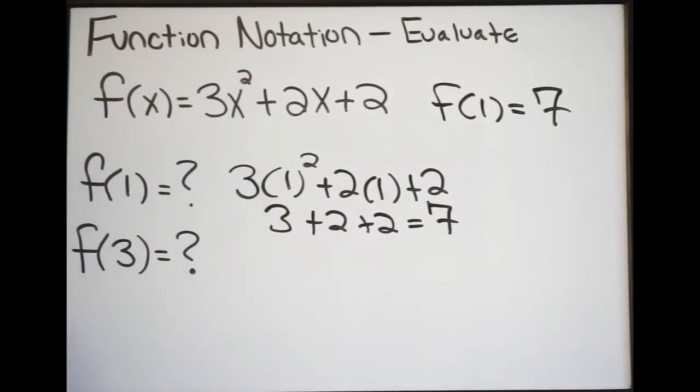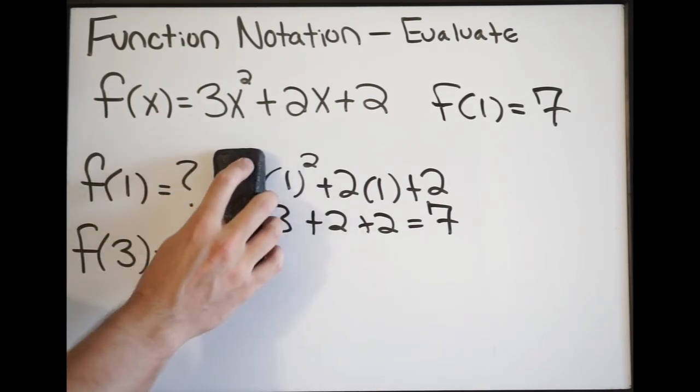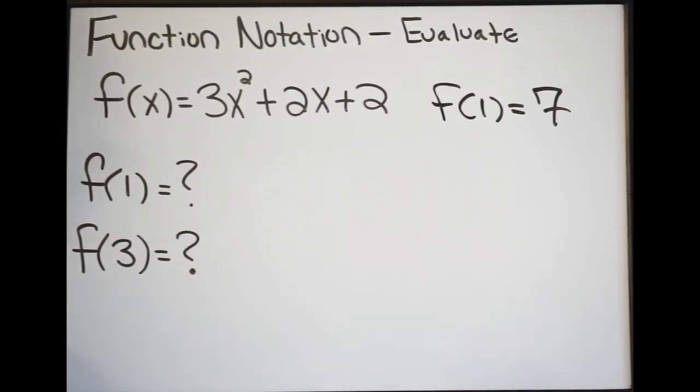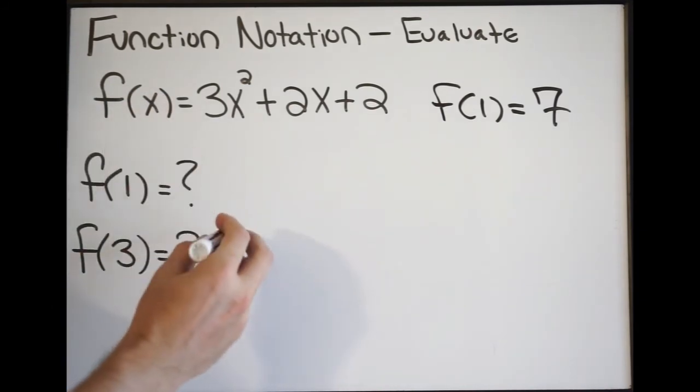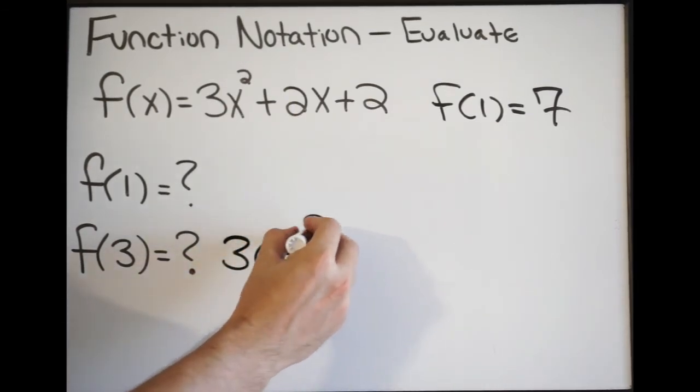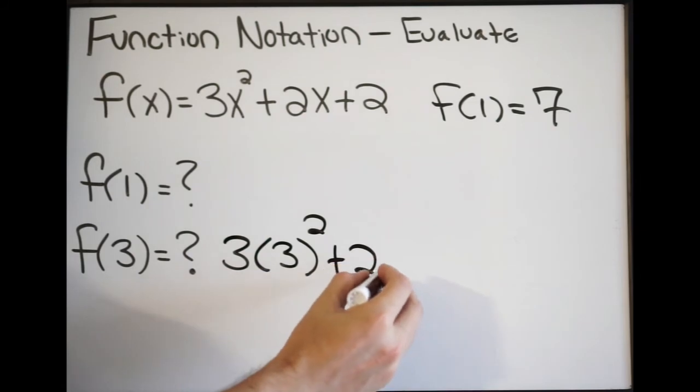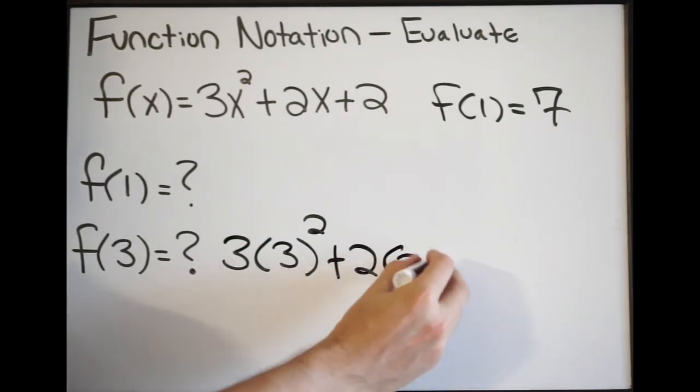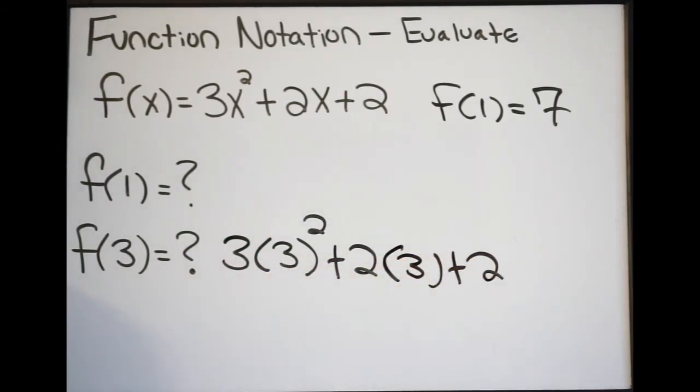So let's do the same thing for f of 3. Just erasing this. So again, wherever we see an x now, I'm going to replace it with a 3. So again, this reads f of 3. So writing this out, we get 3, and then in parentheses, 3 squared, plus 2 times 3, and then plus 2. So let's go ahead and do this out.